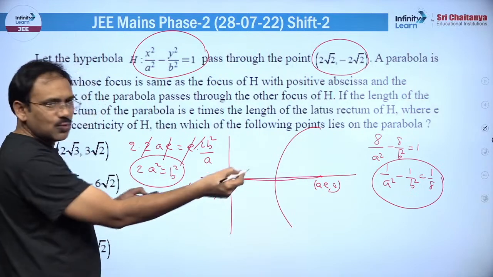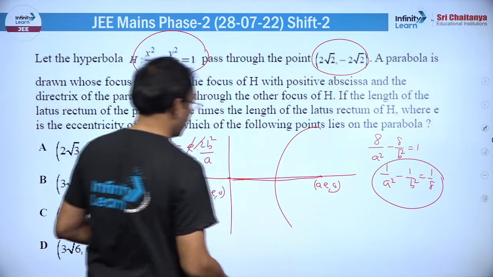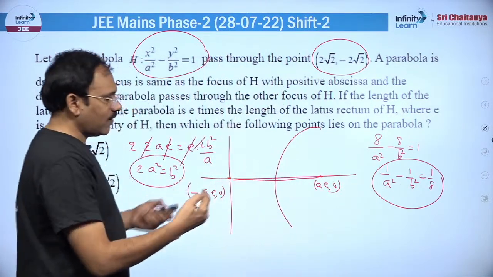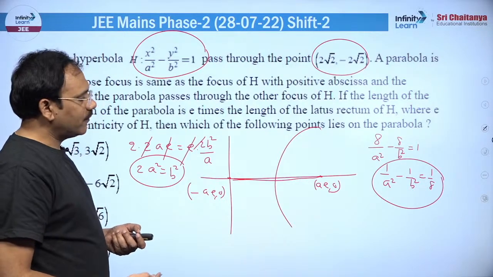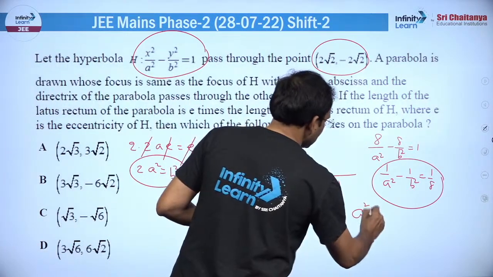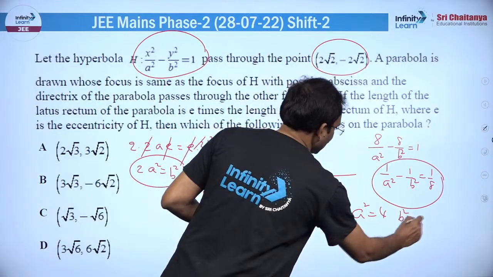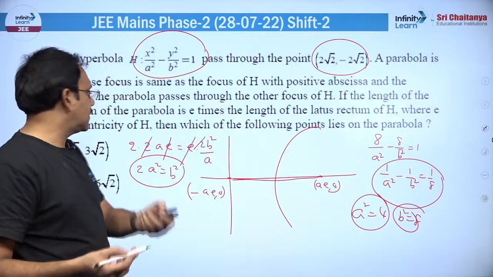These two relations are enough. You can replace b square by 2a square, so you can take 1 by a square into 1 minus 1 by 2, which is 1 by 2, so 1 by a square is 1 by 4. You will get a square is equal to 4. You can write b square is equal to 8. Once you know a square and b square, you can find the eccentricity e.